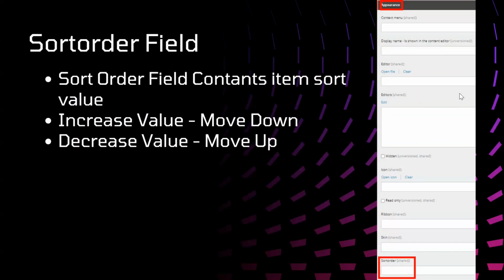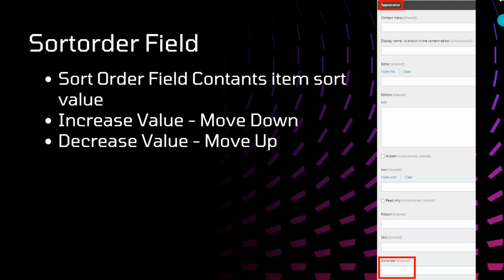So what is sort order field? Sort order field contains item sort value. So whenever we want to sort particular sub items, we'll generally use this. If we want to move the items down, we'll increase the value of the sort order. If you want to move the items up, we'll decrease the value of sort order.